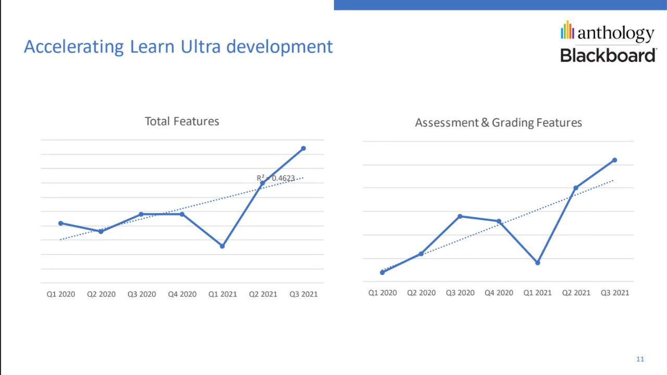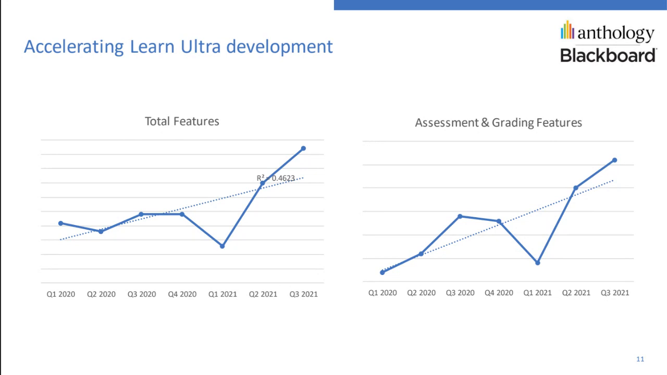And if you move your eyes to the right, you'll see a similar view for the assessment and grading related functionality as well. And as part of the pillars and that strategic change that we've made, we have significantly increased our focus on core assessment and grading functionality, and we can see more than a doubling compared to last year already as well. Now, what I want to say here is this is just the first step. We're not going to stop there.